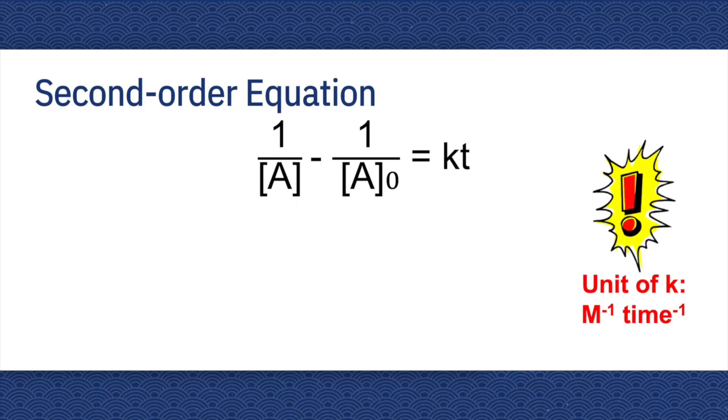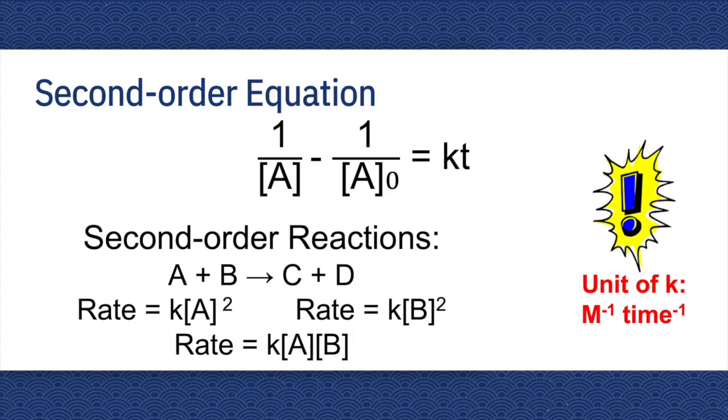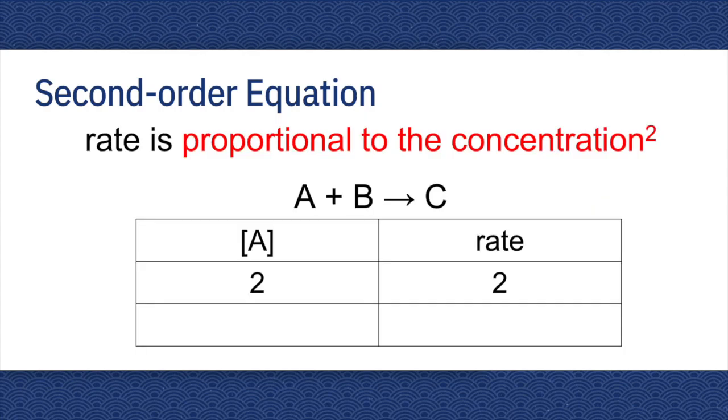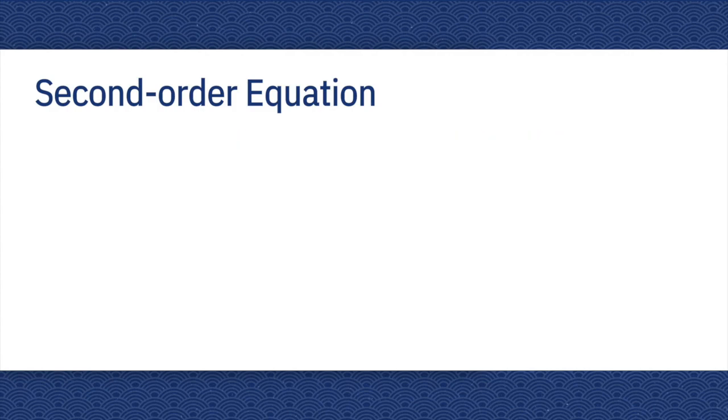Second order reactions have the structure below: k[A] squared, or k[B] squared, or k[A][B]. The two reactants have first order each, creating an overall of second order. The rate of second order reactions is proportional to the square of concentration. In second order reactions, when a reactant is doubled, the rate is quadrupled.